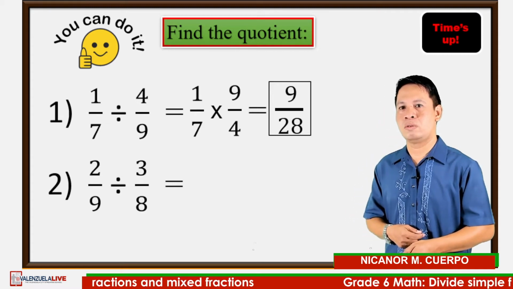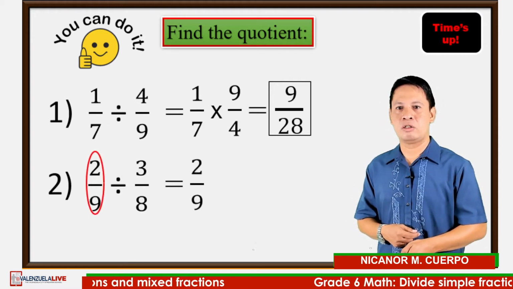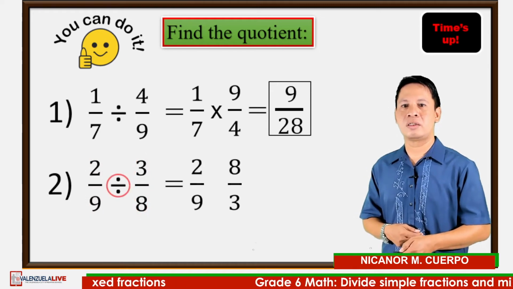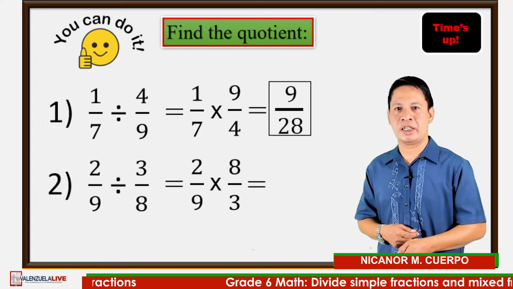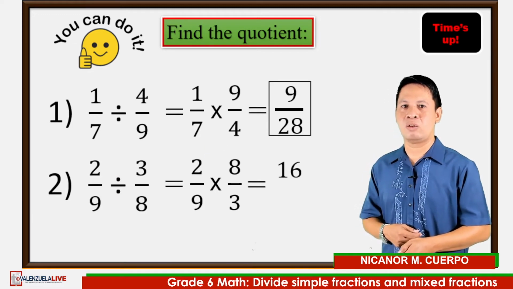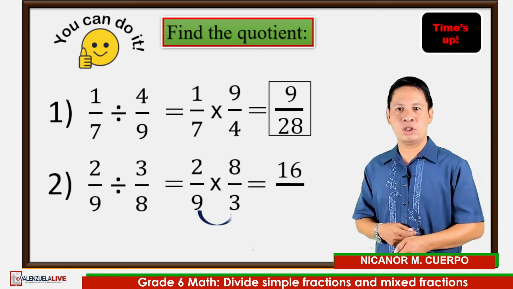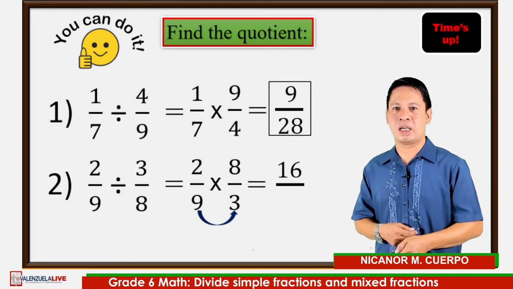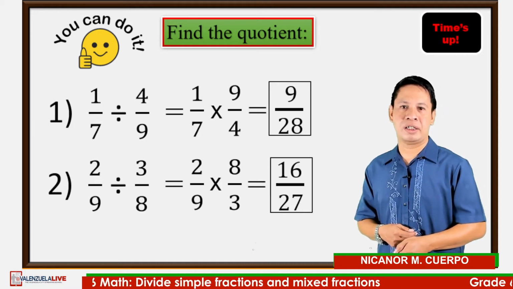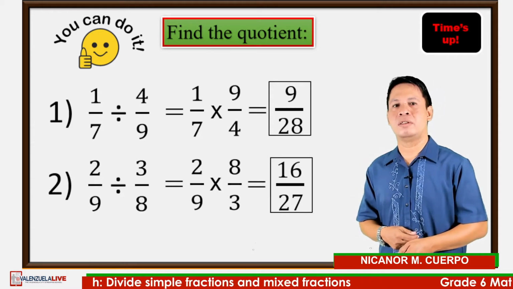Number 2, copy the dividend. Get the reciprocal of the divisor. Change the operation sign. Multiply the numerators. 2 times 8 equals 16. And multiply the denominators. 9 times 3 equals 27. Then our answer is 16 over 27.